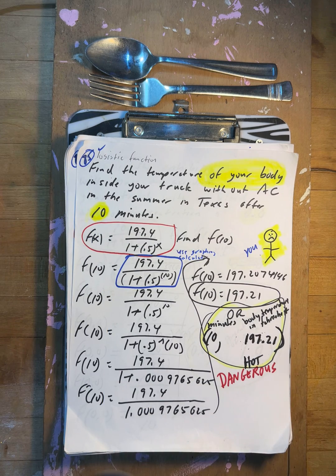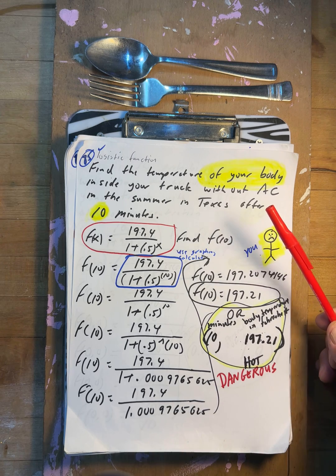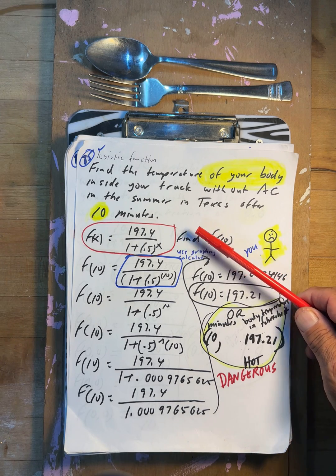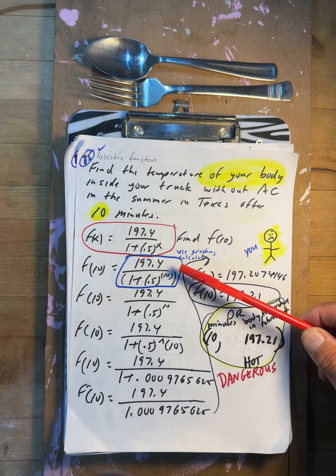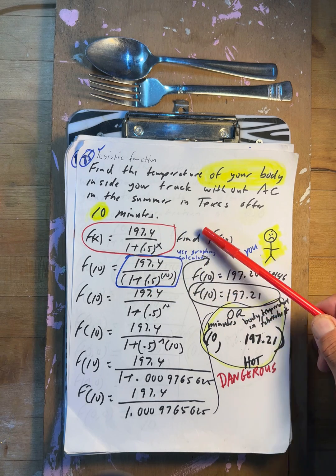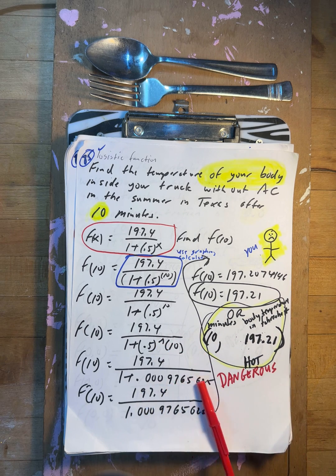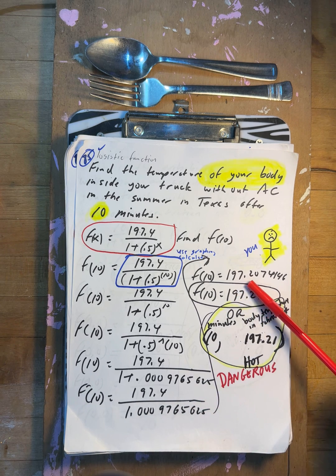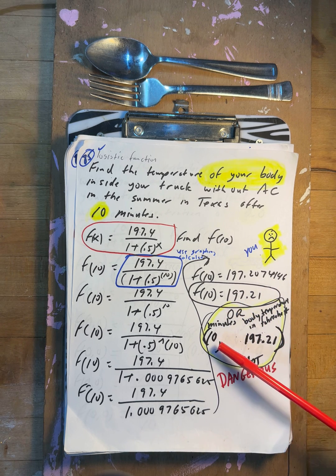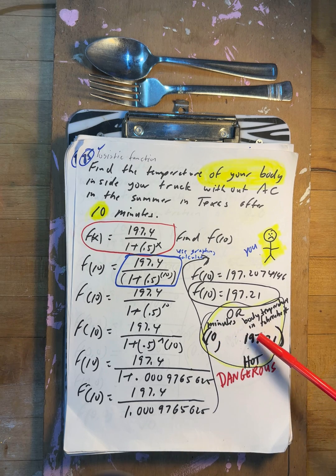All right. Find the temperature of your body inside your truck without AC in the summer in Texas after 10 minutes. All right, 10 minutes have gone by. You're inside the truck, no AC. So put this 10 in there. This is going to be 0.5 to the 10 calculator. So this is going to give me this number. Add those together. It's going to give me this 1.0009765625. Divide them. You get 197.2074146. Round it to this. So after 10 minutes, your body temperature is now going to be 197.21, hot and dangerous.